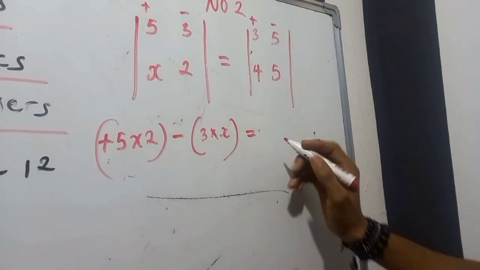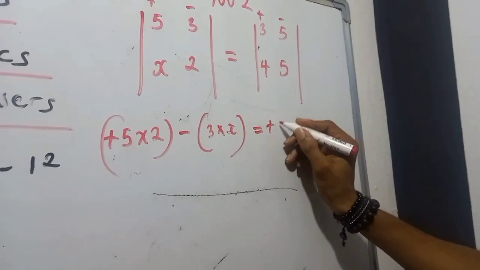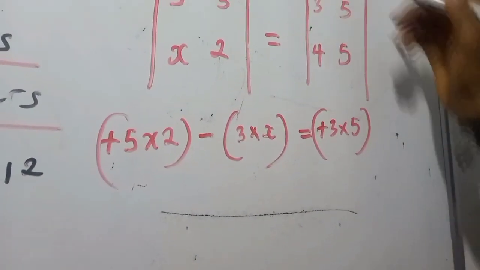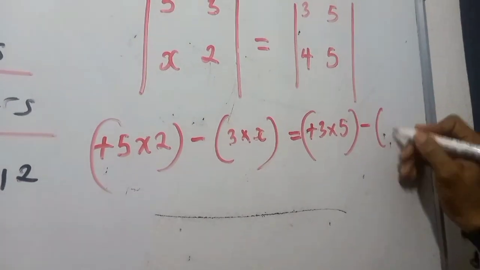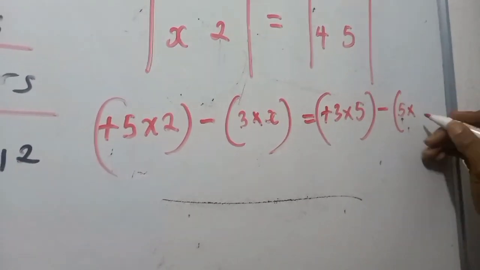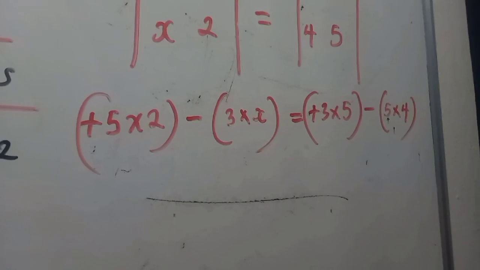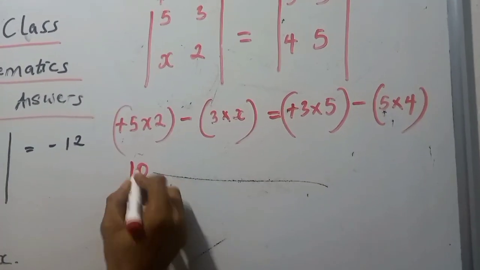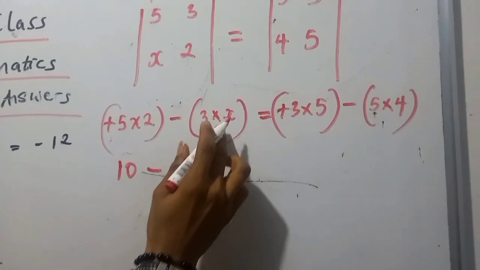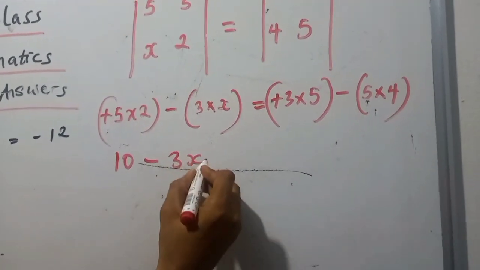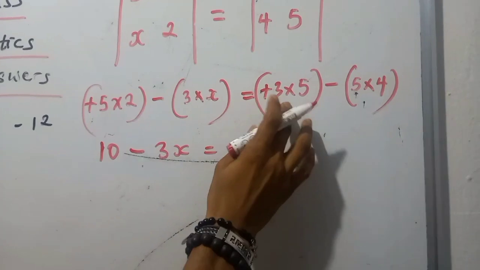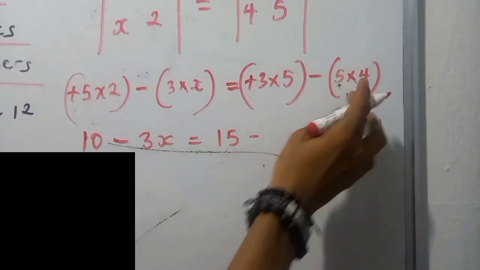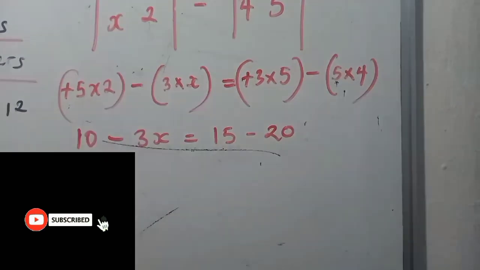So what happened here? Plus 3 multiplied by 5, minus 5 multiplied by 4. So plus 5 times 2 is 10, minus 3 multiplied by x is 3x, equals to plus 3 times 5 is plus 15, minus 5 times 4 is 20. So what next?